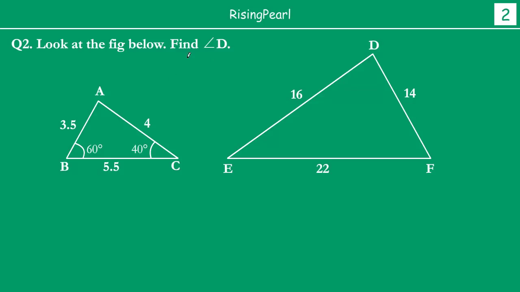So friends, here we have a similar question, find angle D. So we have to find angle D. So let's take a look at the sides. So for triangle ABC, 3 sides are given. For DEF, 3 sides are given and 2 angles are given. Just for fun, let's draw this. So angle B, angle C plus angle A should be 180 degrees. So 60 plus 40, 100. So this is 180 degrees, angle A.